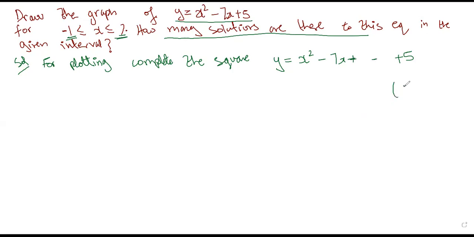We know that a minus b, or let's just do it directly, like x minus 7 by 2. Exactly, very good. So this would be 7 by 2 square minus 7 by 2 square. This would be y equals x minus 7 by 2, whole square, because of this minus. And this would be 49 by 4, so it would be minus 7.25.